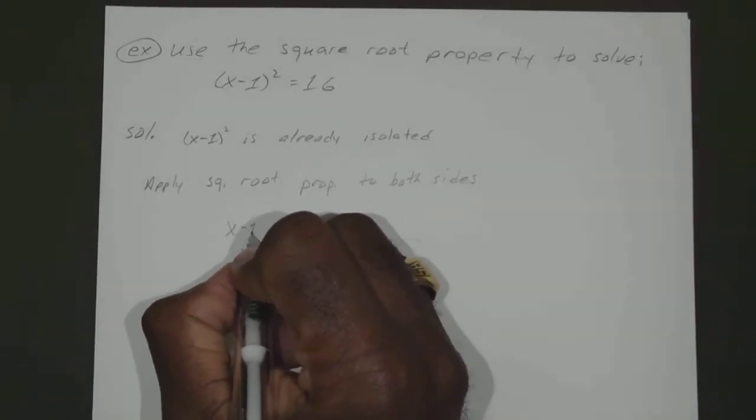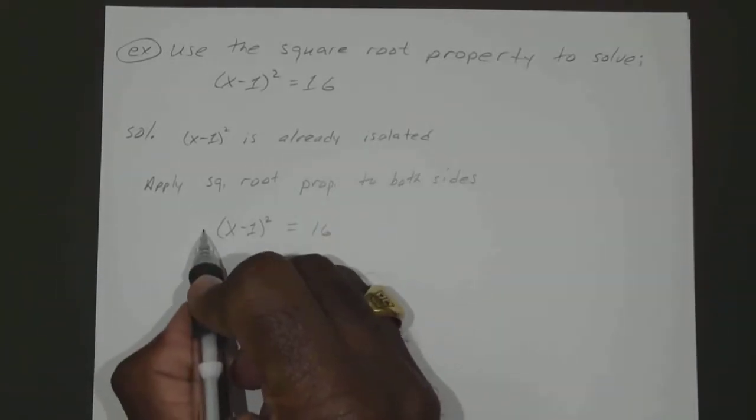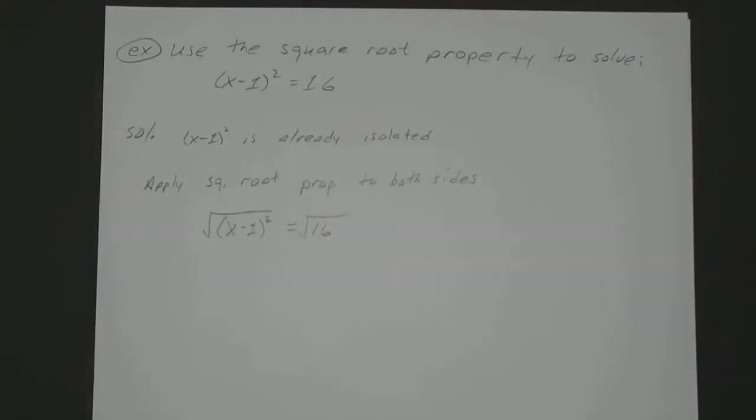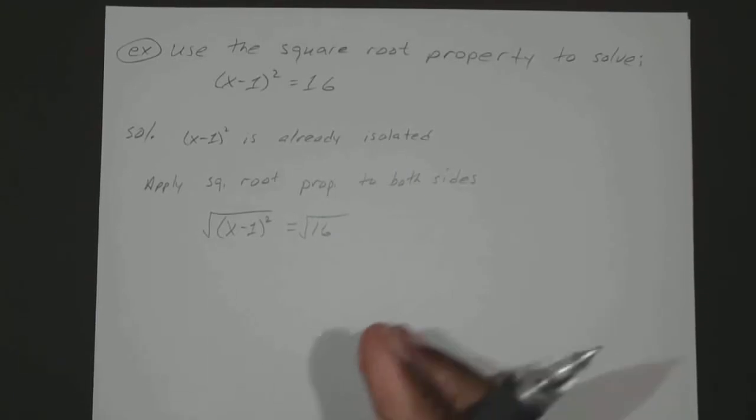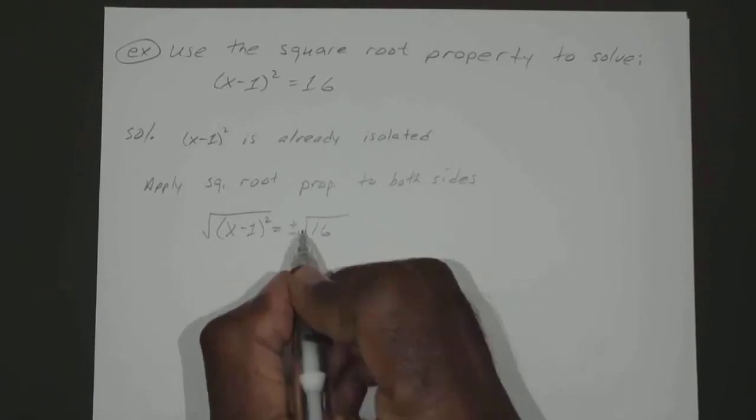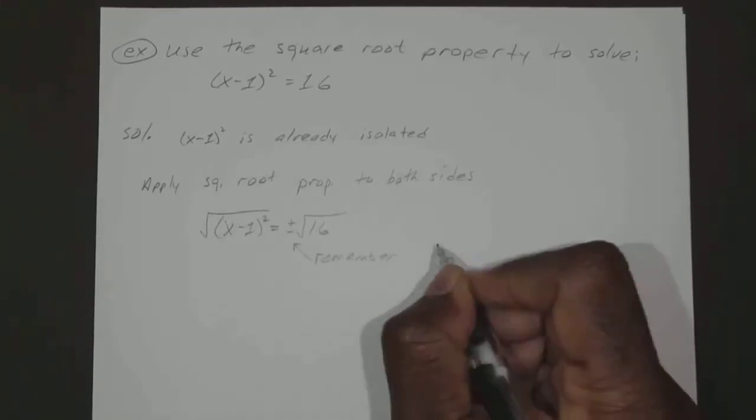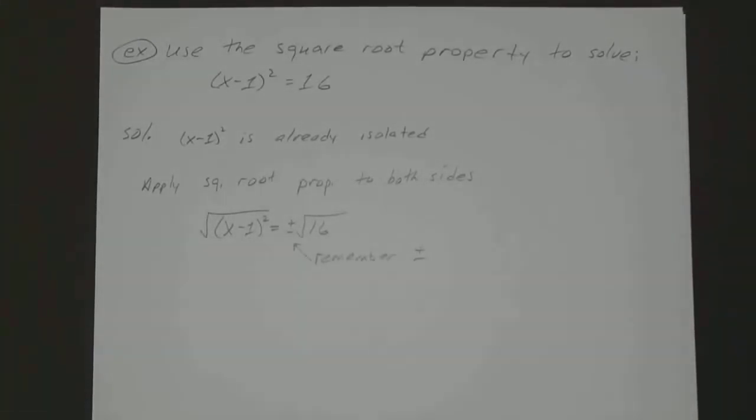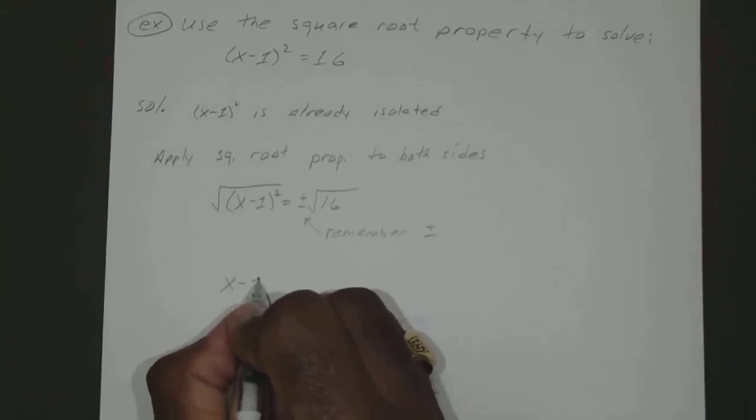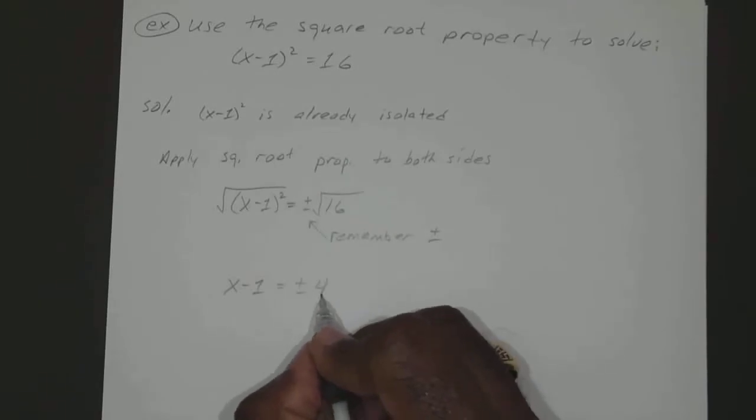Okay. So if you have x minus 1 squared equals 16, just square root that side, and don't forget your plus or minus. So you want to remember your plus or minus. Okay, so once again, the square and the square root cancel each other out. So you have x minus 1 equals plus or minus the square root of 16, which is 4.